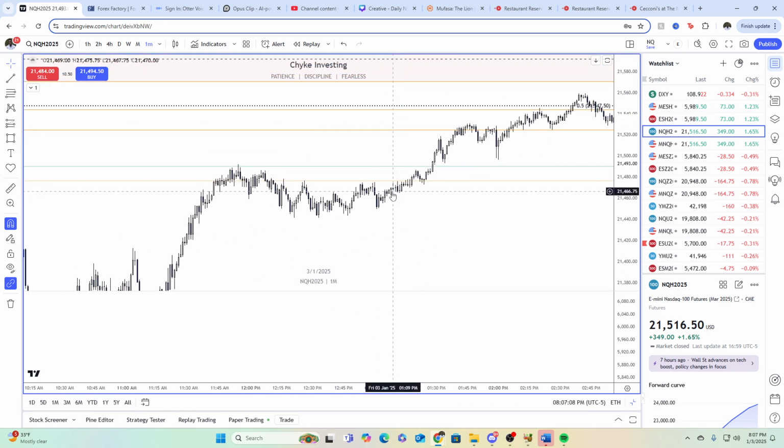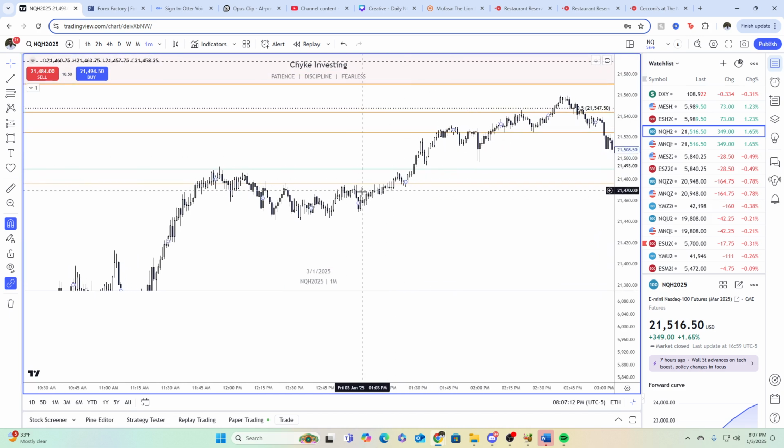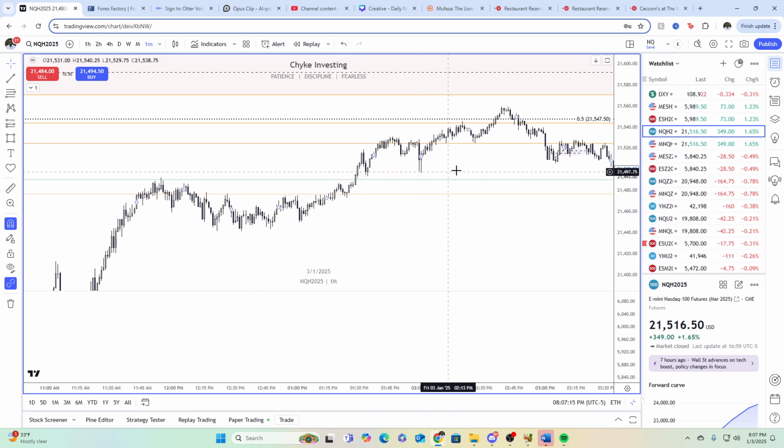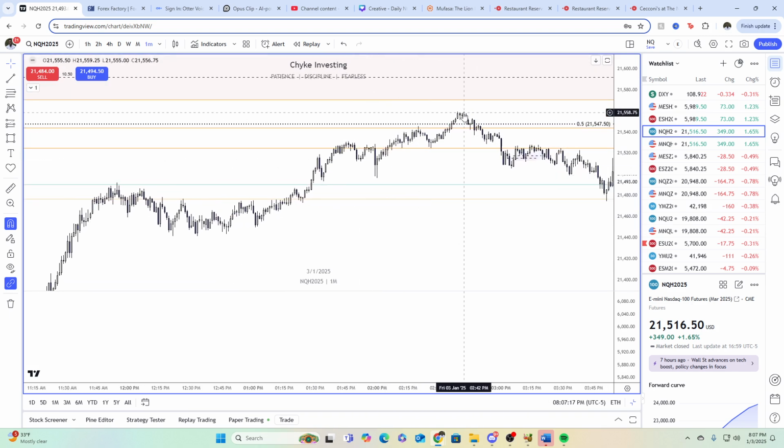We consolidate. It's not until around 1 o'clock that price starts to trickle higher again. No really awesome 22 models here at this point. We've already reached all these levels.